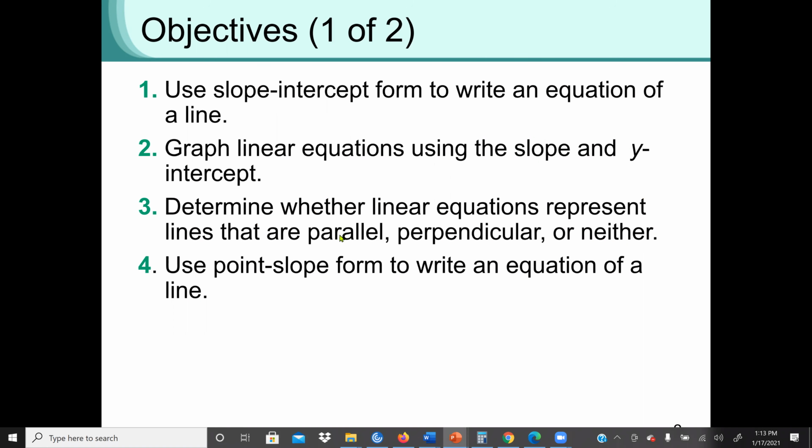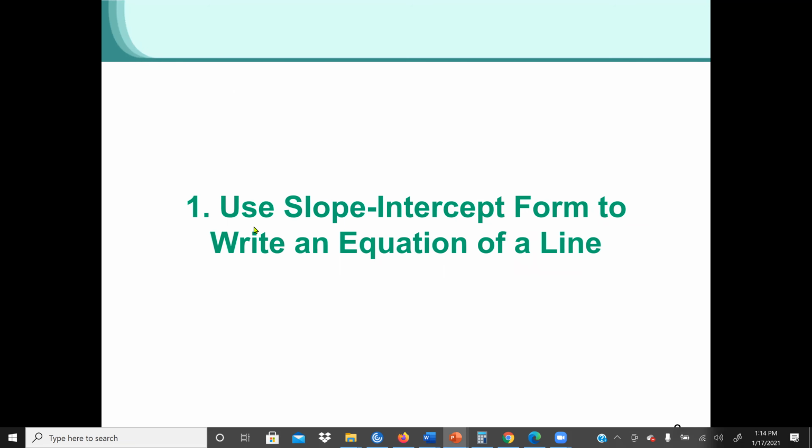We're also going to determine whether linear equations represent lines that are parallel, perpendicular, or neither. And this concept depends on the slope. Also, use the point-slope form to write an equation of a line. So we start with using the slope-intercept form to write an equation of a line.